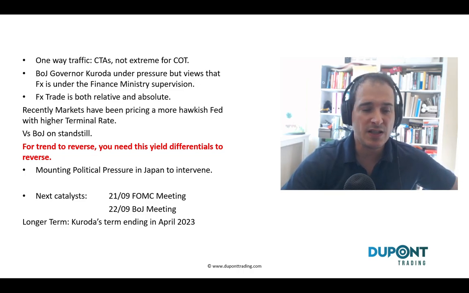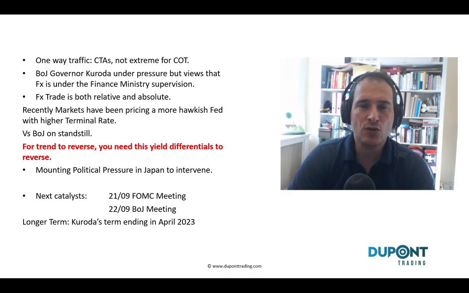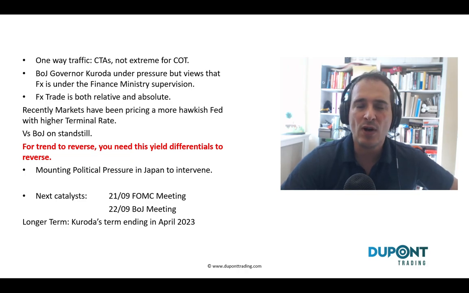And what has been interesting over the last couple of weeks, we have seen more and more headlines from politicians in Japan to try to control this weakness of the Japanese yen. So when we look at currencies, it's both an FX trade. When you look at an FX trade, it's both relative and absolute.